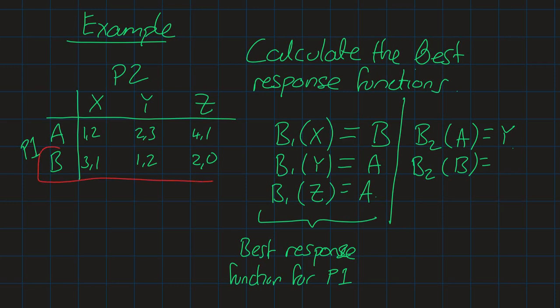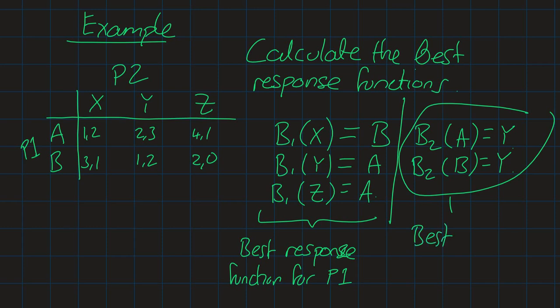Okay. The best response for player 2 if player 1 chooses B. Now we restrict to this row. If player 2 chooses X, they get 1. If player 2 chooses Y, they get 2. And if player 2 chooses Z, they get 0. Well, again, Y is the best. So I put Y there. And this here is the best response function for player 2. These are the 2 best response functions.